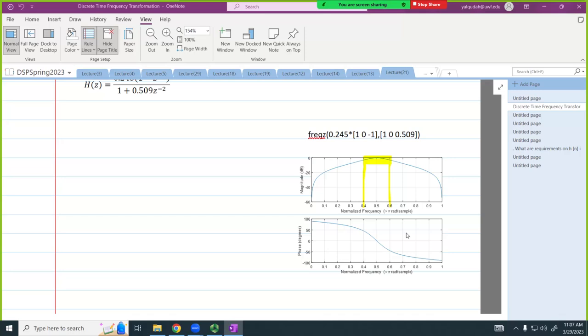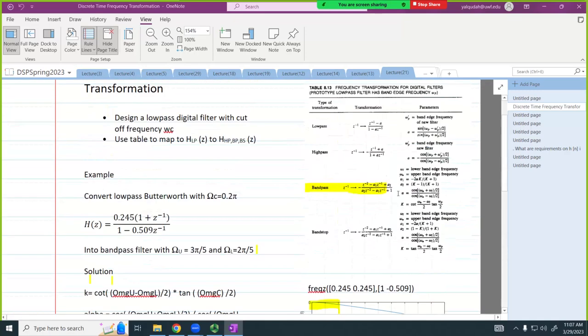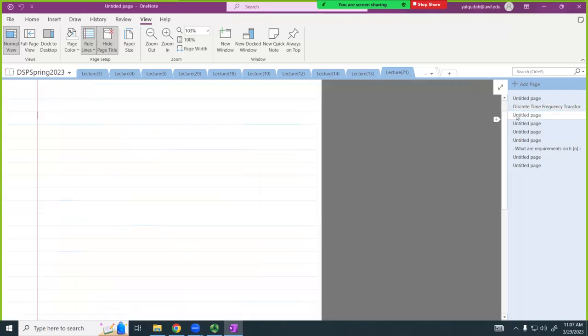So again, the problem with this method is it's not intuitive. There are no explanations as to how the filter is going to behave in the transformation. But nevertheless, here you have seen it and the table of the transformation. Okay. So with that, we are ready to move on to the next topic.